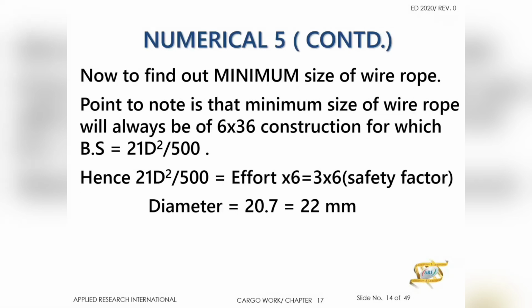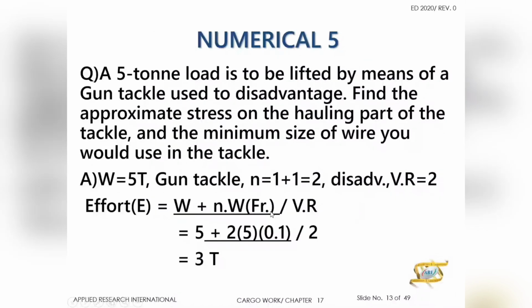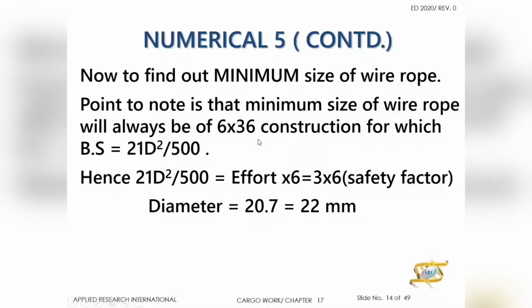Now, if we think of using 15d square by 500 is equal to effort into 6, then you will find the diameter will be much more than this. So the question I ask is, what is the minimum size of the rope? It will be of the 6 into 36 construction wire rope. For this purpose, I have already written these first three lines in the remark.